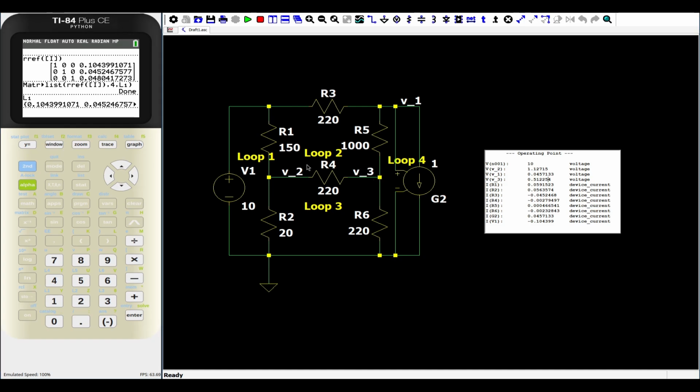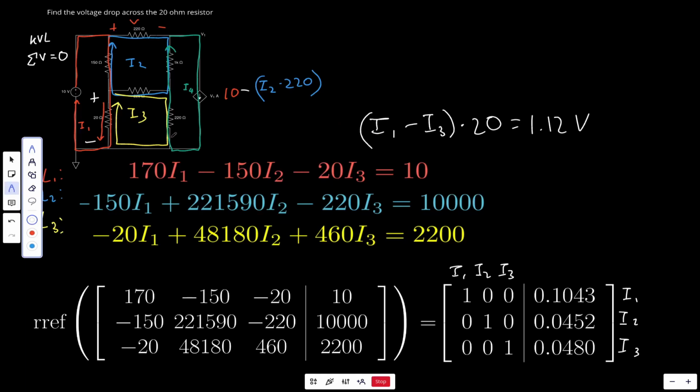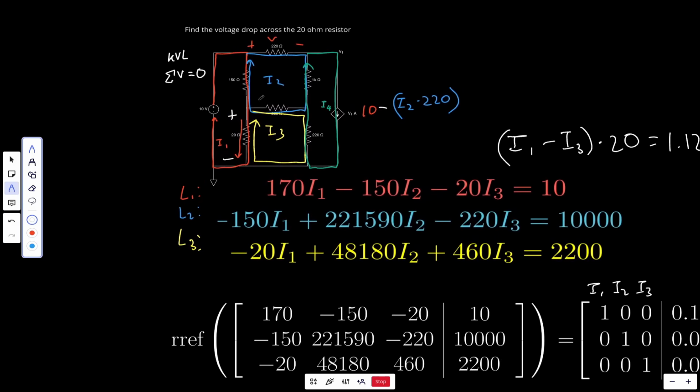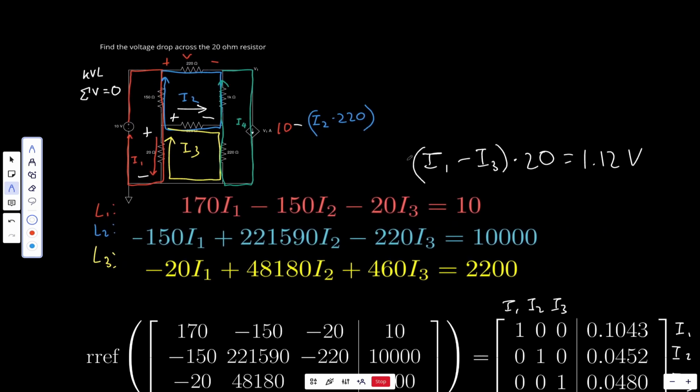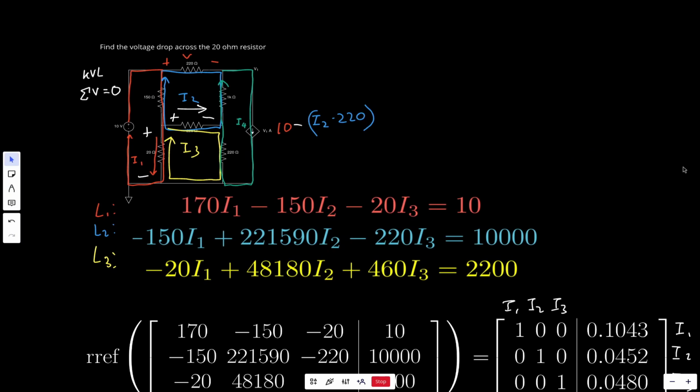Let's go ahead and find the voltage drop across here. Let's go back to the drawing board first. Okay, so here we are. Let's go ahead and find the voltage drop in this direction. So again, we're assuming that this current is positive and anything else is negative. So what will that look like? Let's go ahead and rewrite that down.